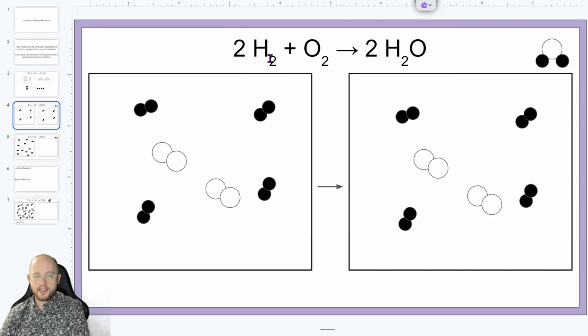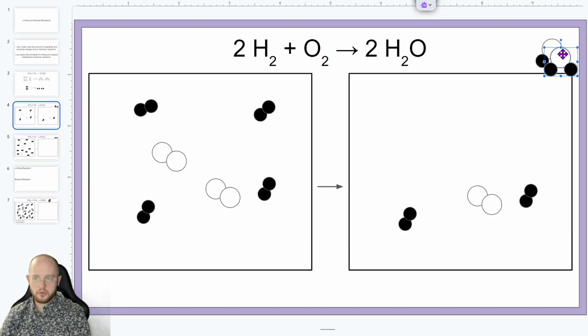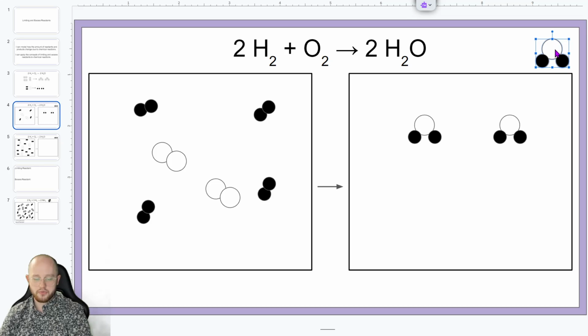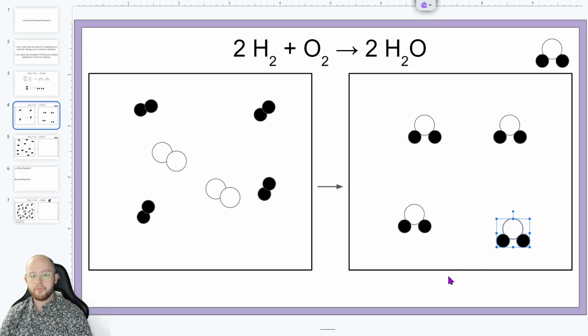From my equation, I can see I need 2 hydrogen molecules and an oxygen to form 2 water molecules. For example, 2 hydrogen molecules and 1 oxygen molecule can react, and when they do, they give me 2 water molecules. I still have more reactants, so I'm going to keep going. I have 2 hydrogen molecules as needed and 1 oxygen molecule as needed, and they form 2 more water molecules. So if I have 4 hydrogen molecules and 2 oxygen molecules, I'll form 4 water molecules.